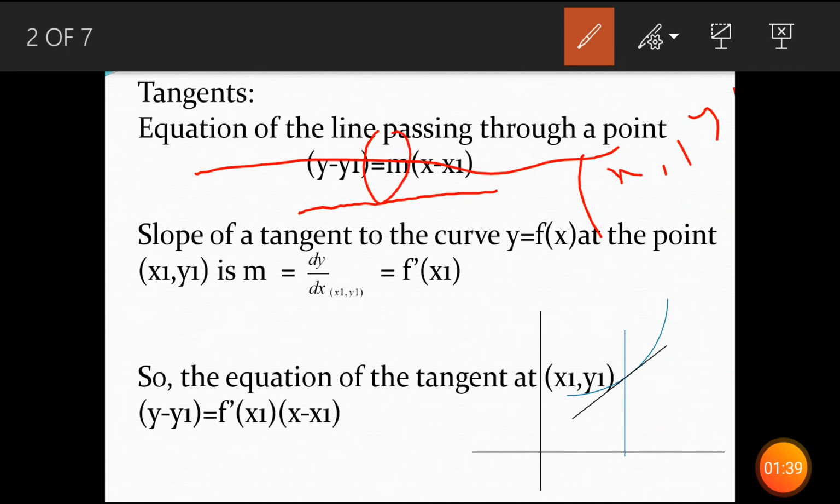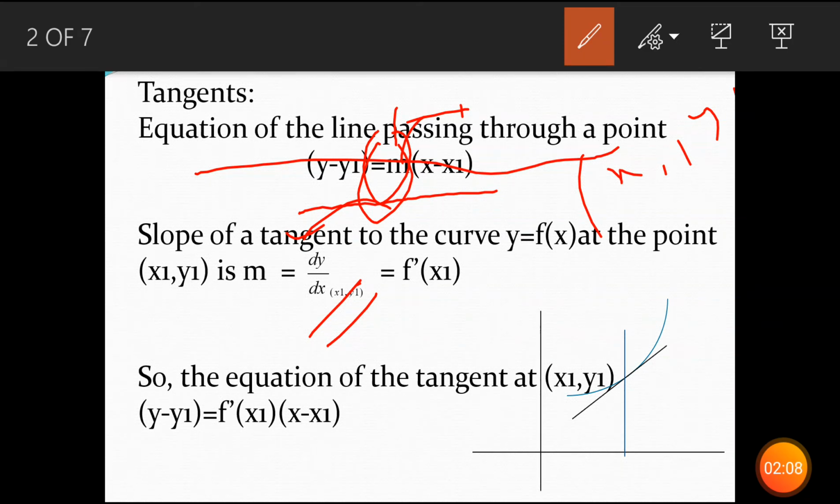m is the slope. Now as we are calling it the application of derivative, why? Because in the geometry of differentiation I told you that differentiation is nothing but the slope of the tangent at that point. So here we are going to calculate m with the help of differentiation. That's why this is part of application of derivative. So differentiation is involved in calculating the slope.